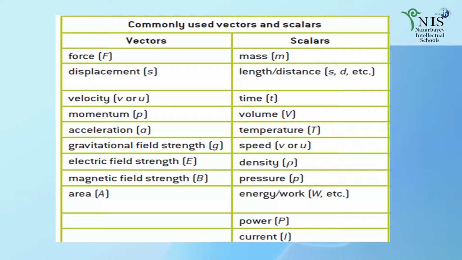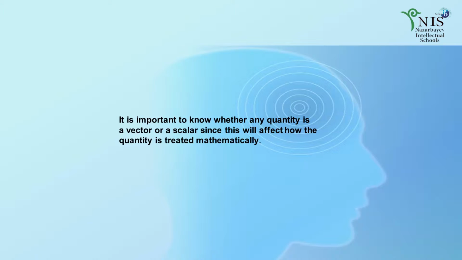Velocity and speed have the same symbols. The direction of an area, in this case, is taken as being at right angles to the surface. Why is current a scalar? Because, with current having direction, you might think that it should be a vector, but it is not. It is a ratio of two scalars, charge and time, so it cannot be a vector. It is important to know whether any quantity is a vector or scalar, since this will affect how the quantity is treated mathematically.